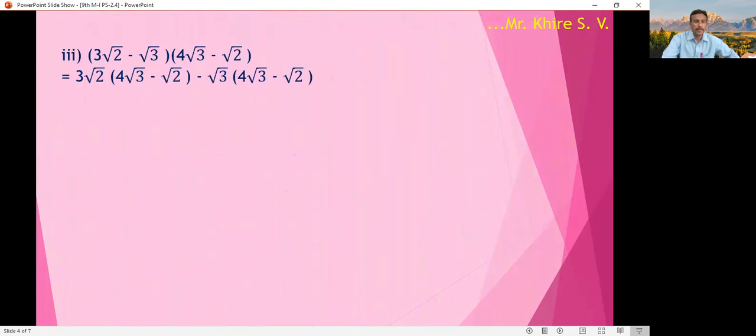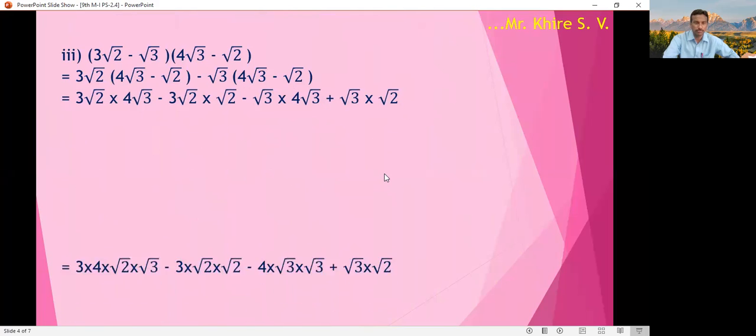Third example, 3 root 2 minus root 3 into 4 root 3 minus root 2. Multiply each and every term of the first bracket with the second bracket. 3 root 2 into 4 root 3 minus root 2, minus root 3 into 4 root 3 minus root 2. 3 root 2 into 4 root 3, minus 3 root 2 into root 2, minus root 3 into 4 root 3, minus minus becomes plus root 3 into root 2.